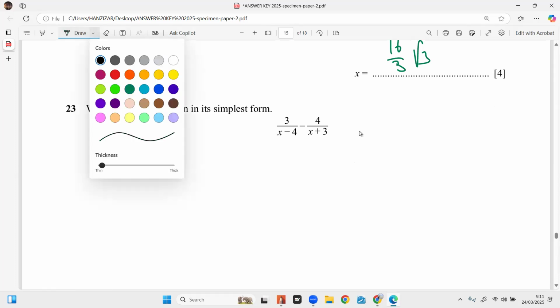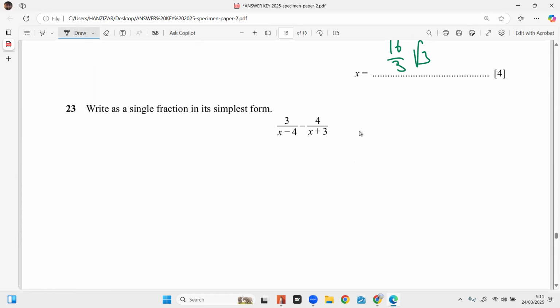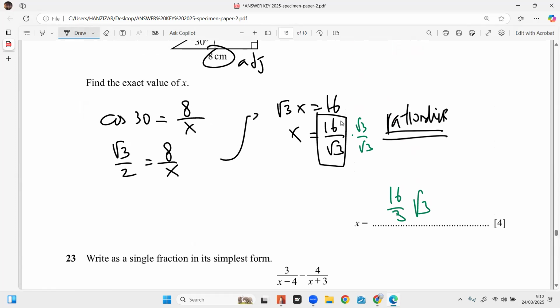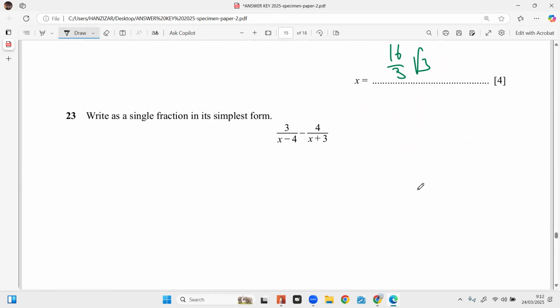Okay. Now, single fraction. Wrong. I think it's 3 mark. It has to be rational number. Wrong. Not totally wrong. Some marks, partial marks. Wrong. So you try to avoid the radical. Okay. Next, guys. Next.